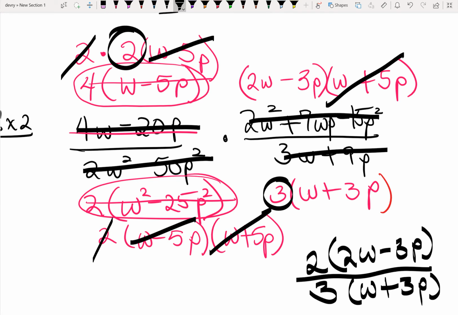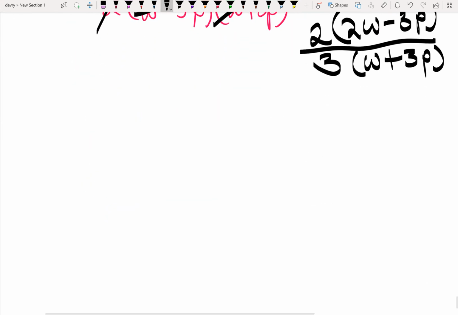Let's take a look at example 3. Oh, that's right, the section was the short section. You guys were looking at me like, what just happened? Example 3, now we're dividing.